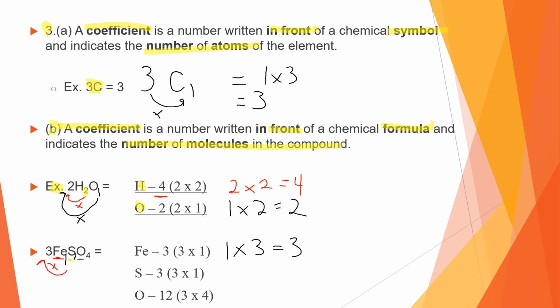Then we're going to do sulfur. So again, what's the subscript? We start out with 1. We have to multiply by the coefficient to get 3. Oxygen begins with 4 atoms because we see the subscript beside the O is a 4 now, but we have to multiply the subscript always by the coefficient. Our coefficient is 3 to get 12 oxygen atoms.